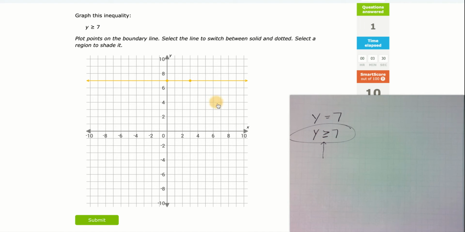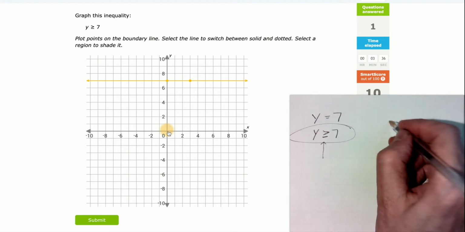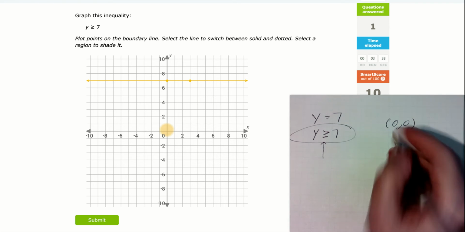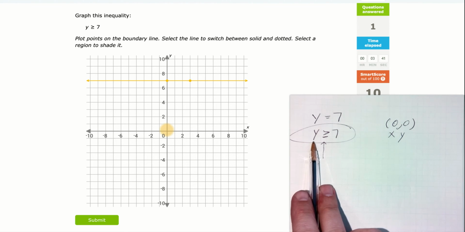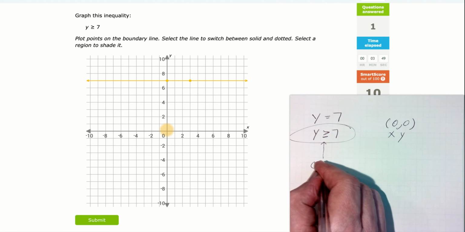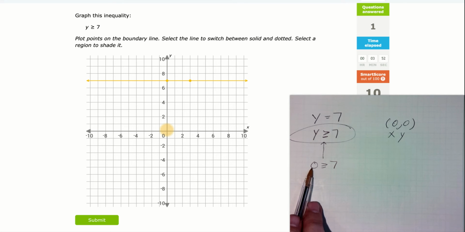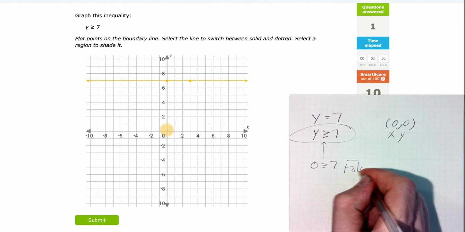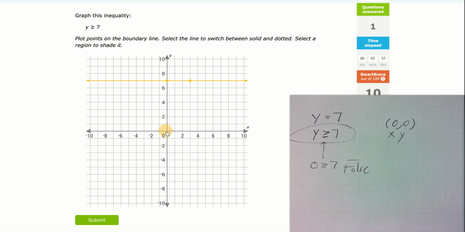Don't make it dashed. Now to know whether to shade below or above it, again, I'm going to pick the easiest point. I'm going to pick the point 0, 0, where x is 0 and y is 0. Now, the equation only has a y value, so I'm not going to worry about the x being 0. I'm just going to plug in a 0 for y and ask, is 0 greater than or equal to 7? 0 is not. That's false. What that means is this point here, the origin, is not a solution. I need to be on the other side of the line, which means above it. So I'm just going to come up here somewhere and click. I'm going to shade everywhere above it because the point below it didn't work.